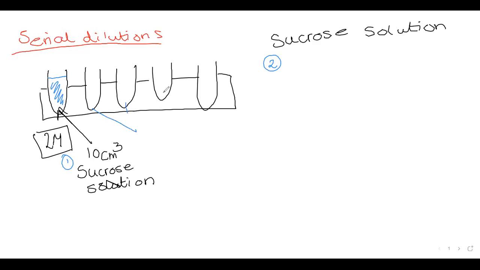We're going to add 5 cubic centimeters of distilled water to these ones. Okay, so imagine we've got 5 cubic centimeters in. I'm not going to draw the solutions in at the minute for a reason. Okay, so now using a pipette, you will draw 5 cubic centimeters of the initial solution from the first test tube and add it to the distilled water.